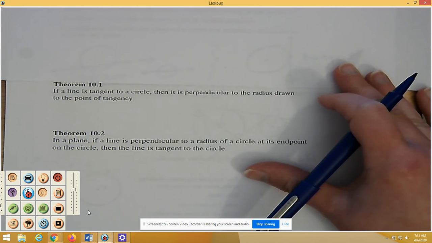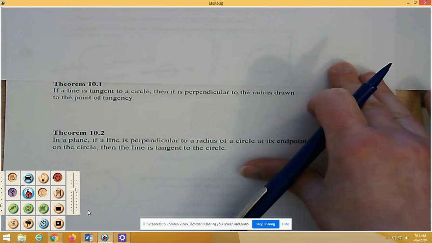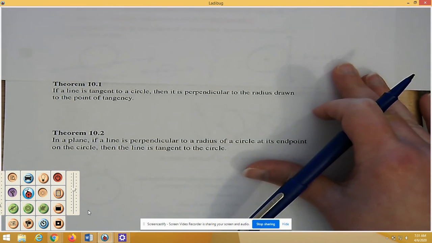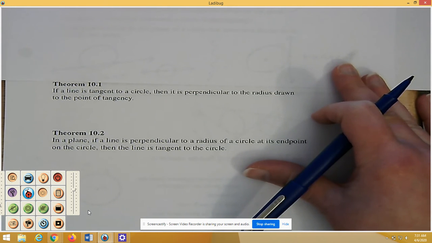Right, so we're going to continue with some particular theorems about tangents, in particular of a circle. There are a few theorems that I want to look at with you today. I'm starting at the first page of your handout for 10.1, and this is the bottom of the first page.